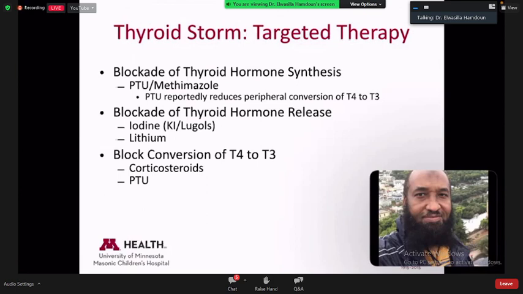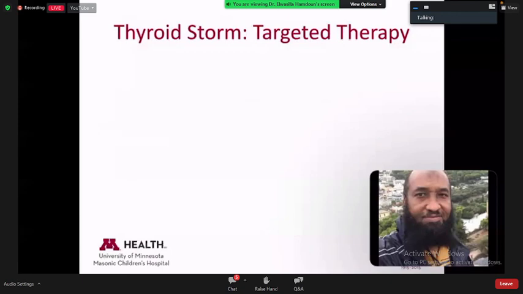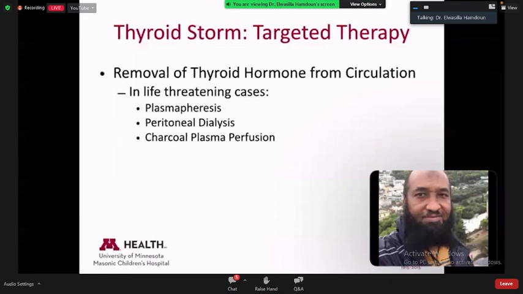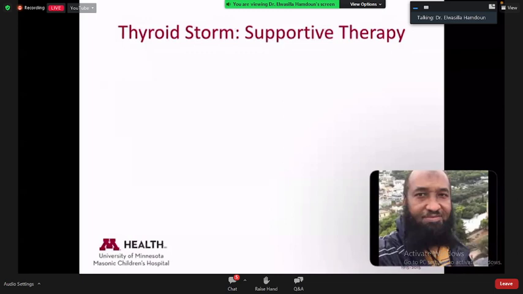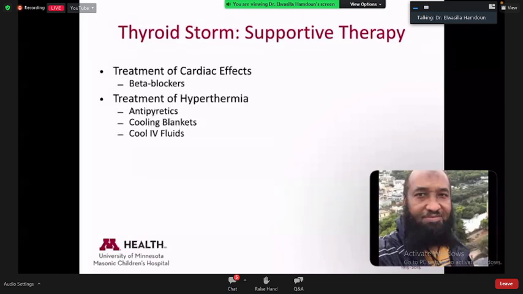This one is going to be effective. Use steroids in severe cases. The use of beta blockers is very, very important, and also supportive treatment to control the temperature. In severe cases, you can proceed to plasmapheresis, peritoneal dialysis, and charcoal plasma perfusion. And as I mentioned, supportive treatment and beta blockers.